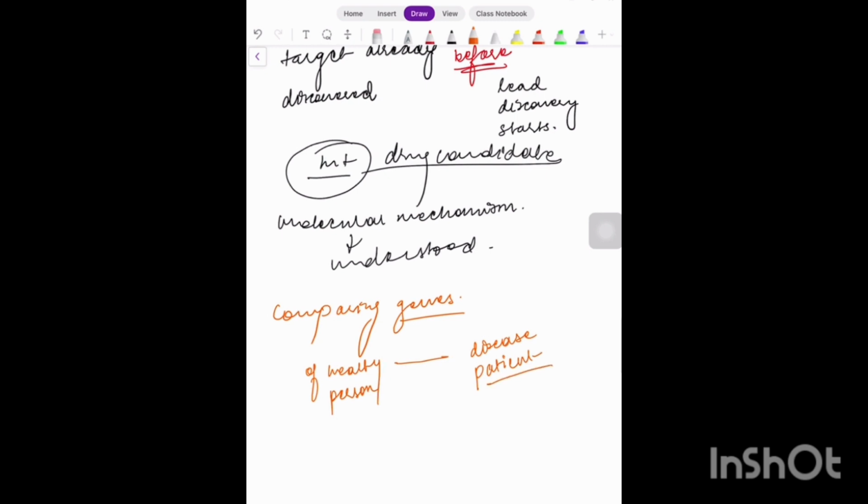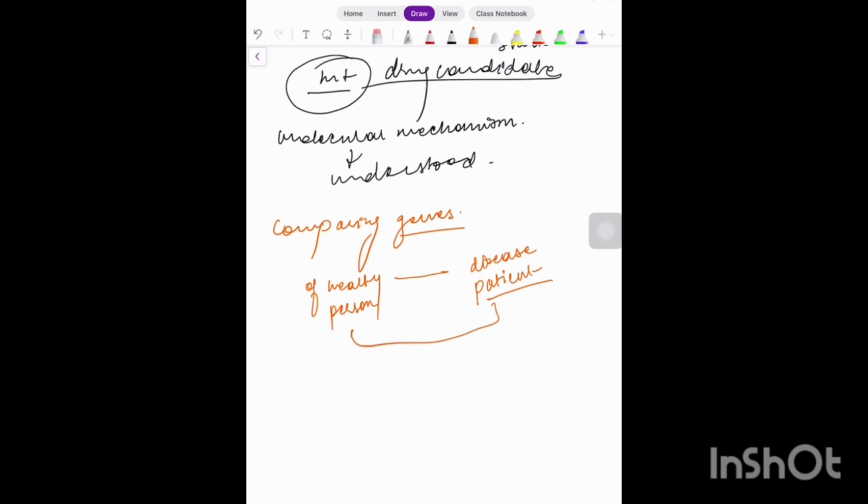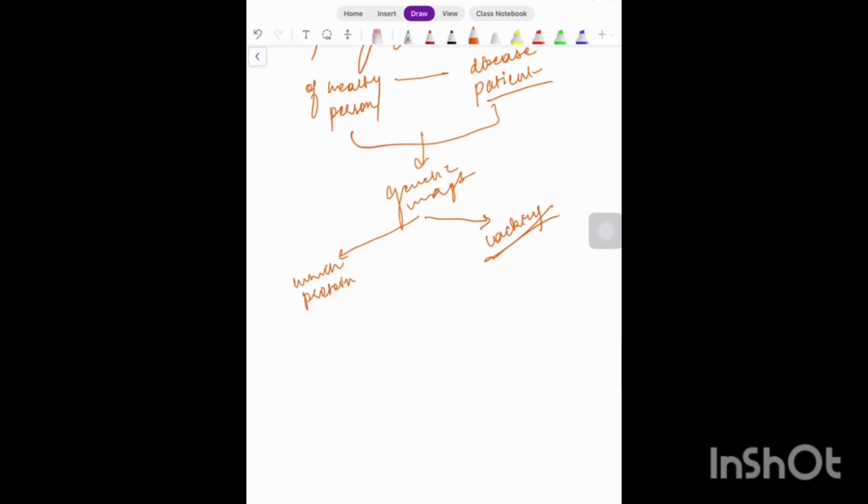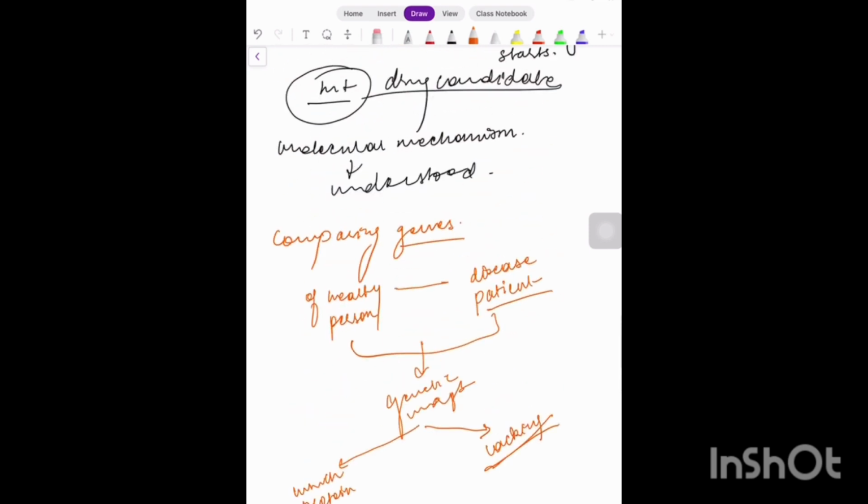Whatever differences we observe between these two genetic maps can help us generate hypotheses on which protein to act on, and which protein is lacking because of which this disease is occurring, because of which the disease is caused.